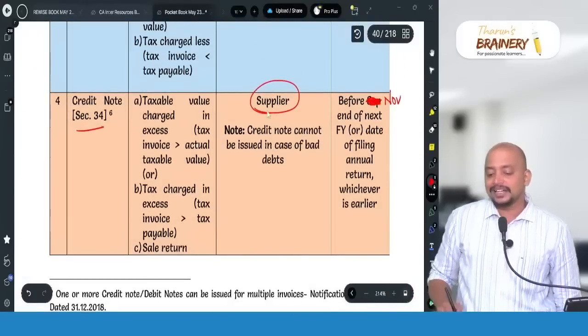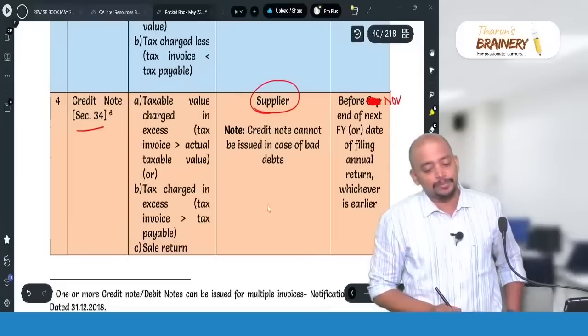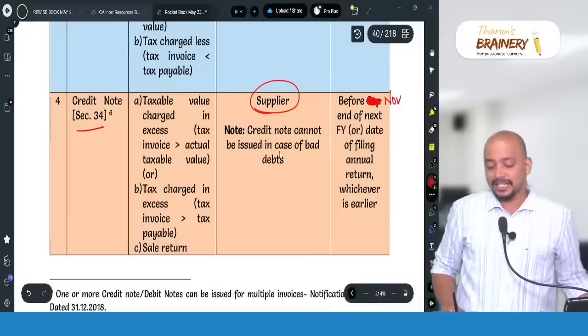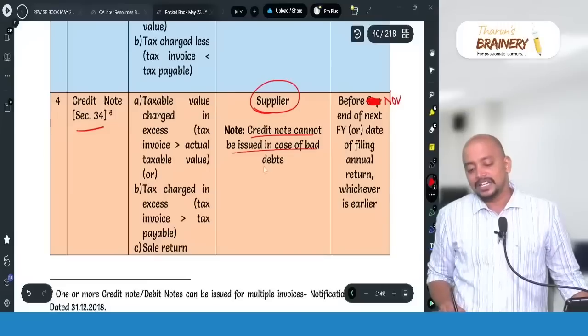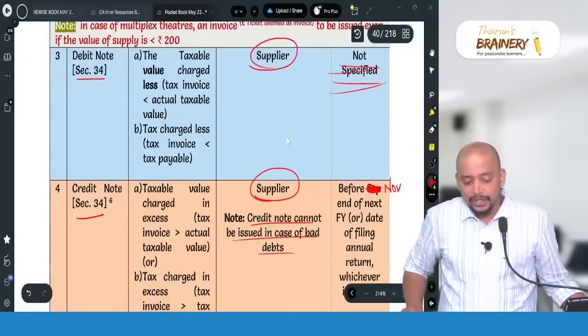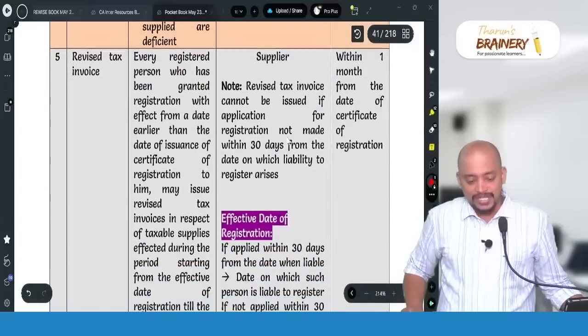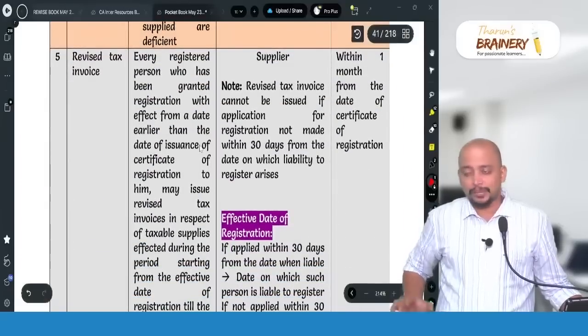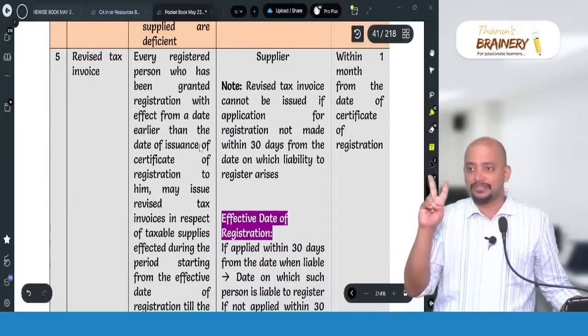In that case, a credit note can be issued, and a credit note cannot be issued in case of bad debts. That is specifically given in a circular, that in case of bad debts, a credit note cannot be issued. So this credit note and debit note are given by the supplier to the recipient, and the time limit is not applicable for a debit note, but the time limit is applicable for a credit note.